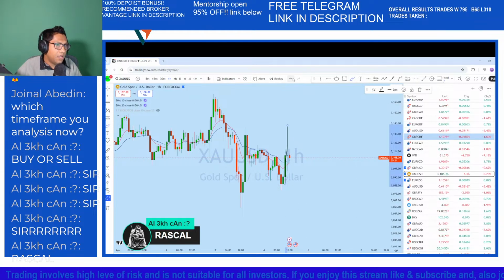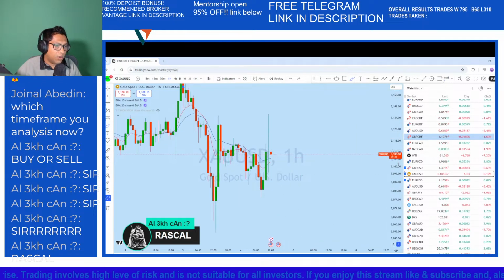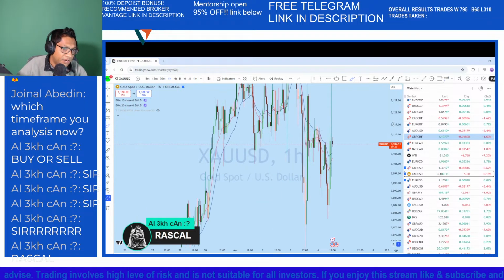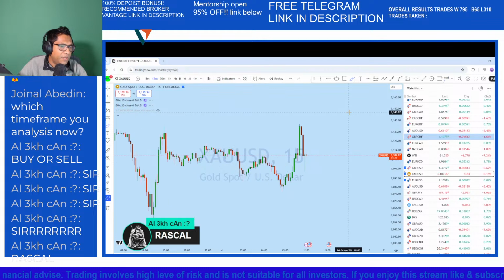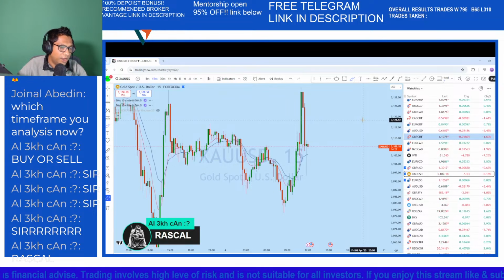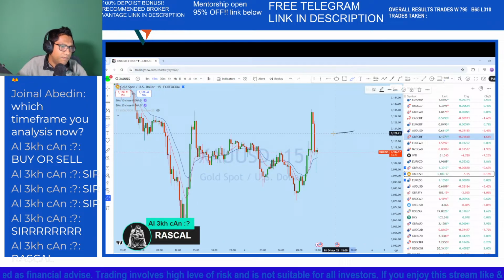If we look at the 1-hour doji, you can see this is the 1-hour doji, and this is a 1-hour doji here. It's a quite important candlestick pattern. On the 15 minutes here, this is where we're looking to see possible price action.